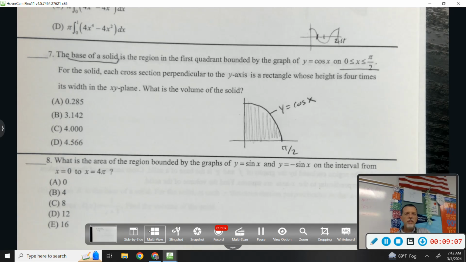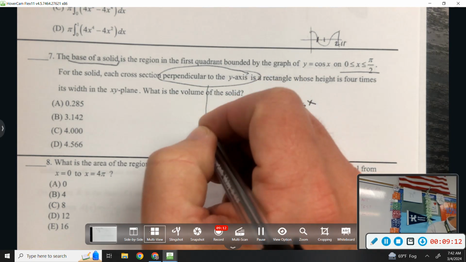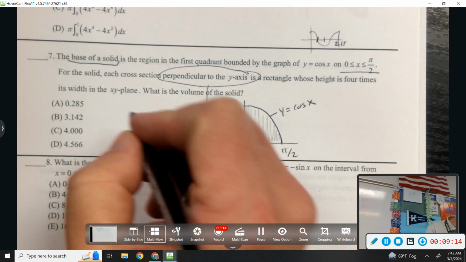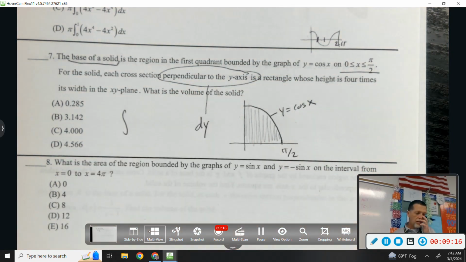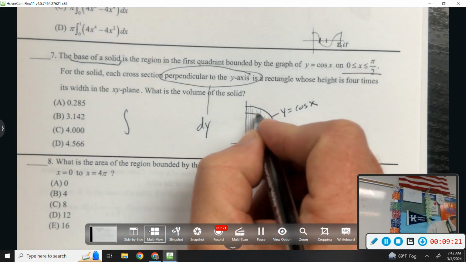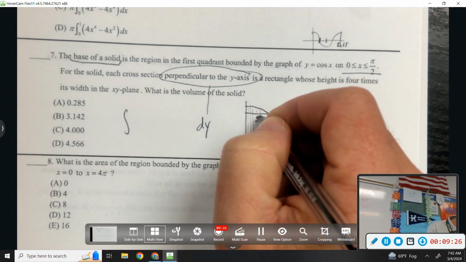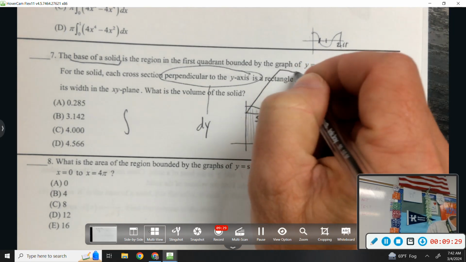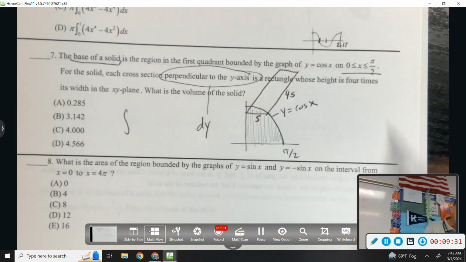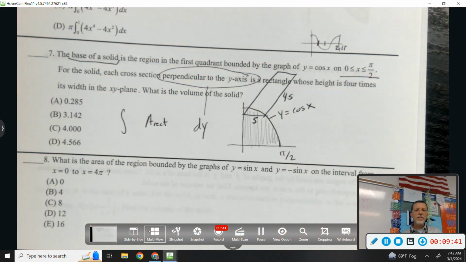For each solid, each cross-section perpendicular to the y-axis, this means we've got to be super careful because this is a dy problem, is a rectangle whose height is 4 times its width. It's like there's its width, and its height is going to be 4 times that. So I'm trying to 3D draw a rectangle coming up out of the plane there. So we're going to add up all the rectangles.